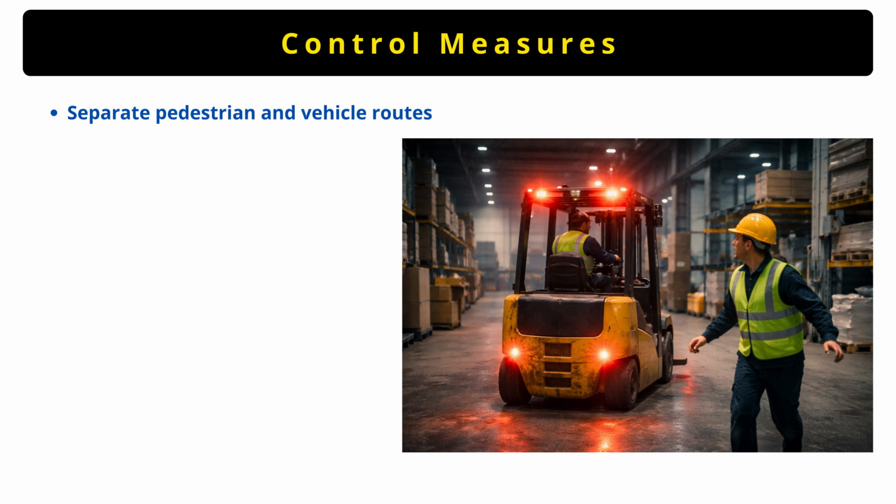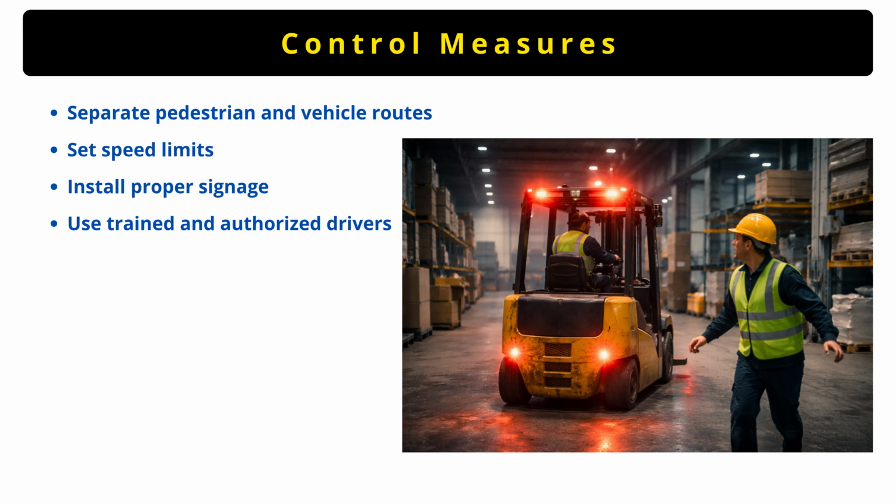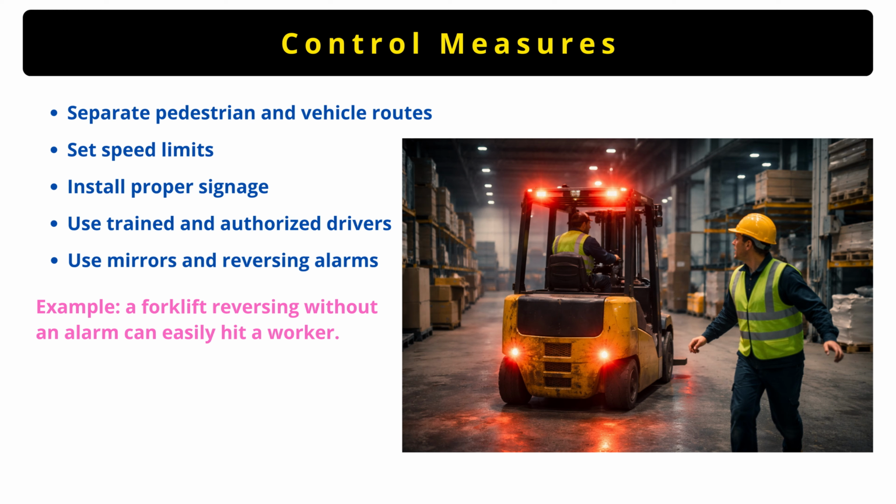These routes must be clearly marked, speed limit must be defined on site, proper signage should be installed, drivers must be trained, mirrors and alarms should be used. For example, when a forklift is reversing, there must be a reverse alarm.